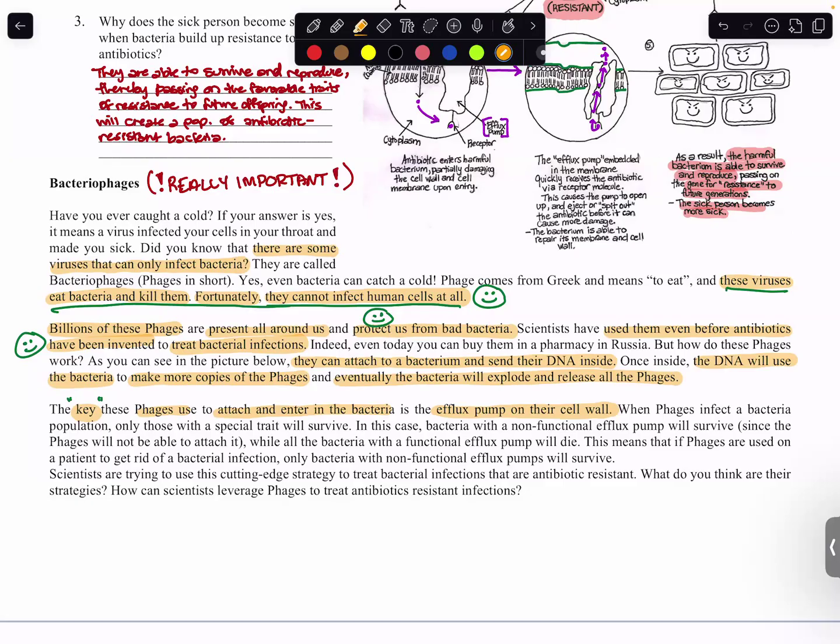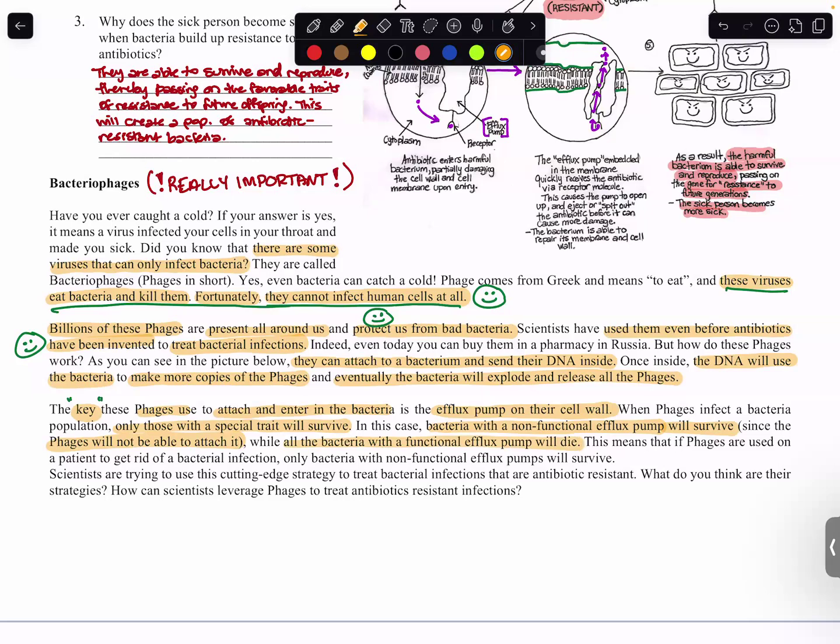When phages infect a bacterial population, only those with a special trait will survive. In this case, bacteria with a non-functional efflux pump will survive since the phages will not be able to attach to it, while all the bacteria with a functional efflux pump will die, right?